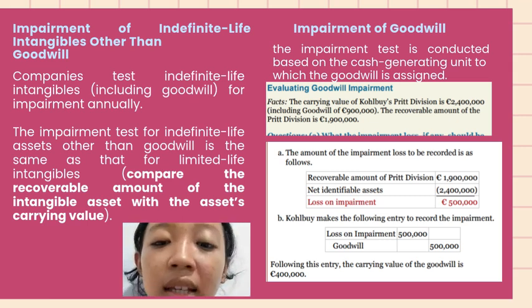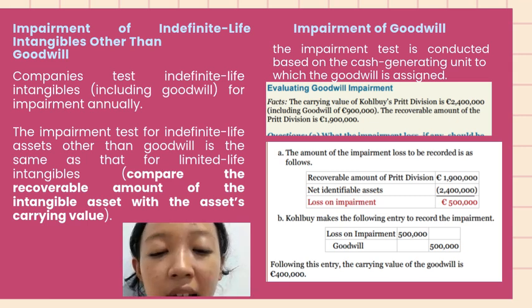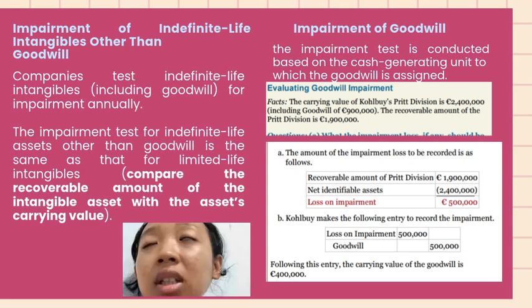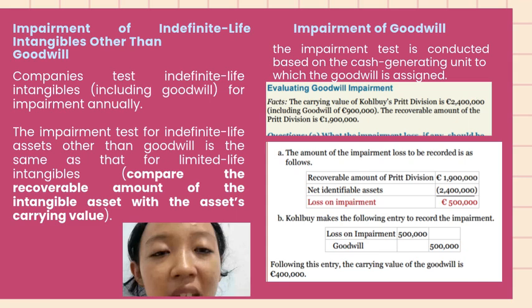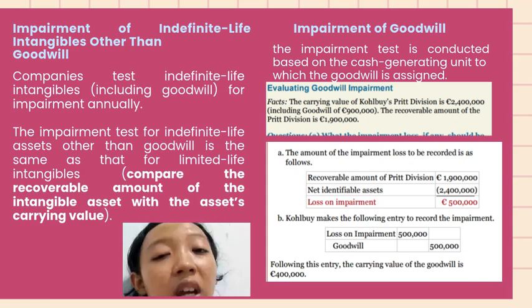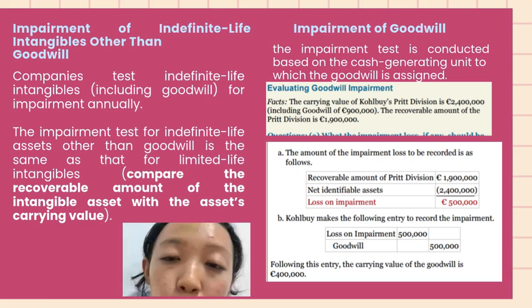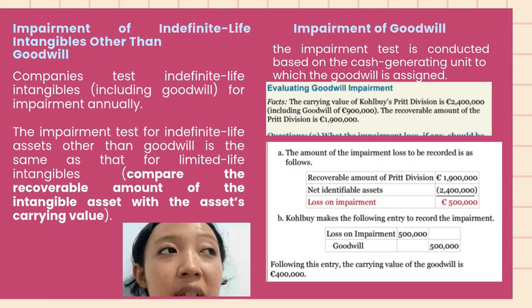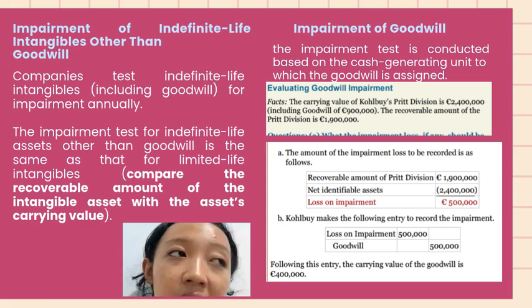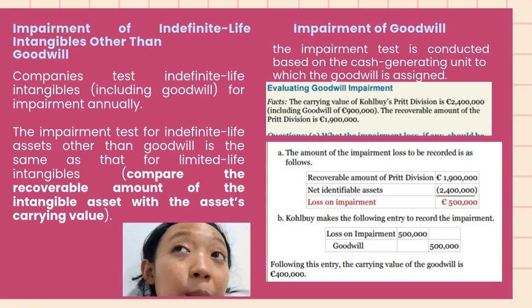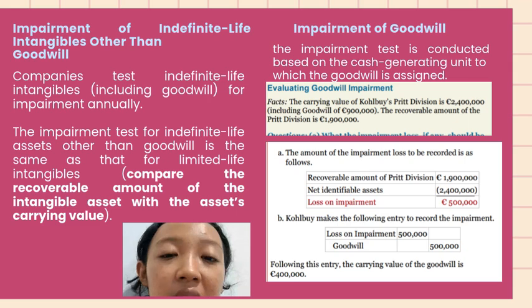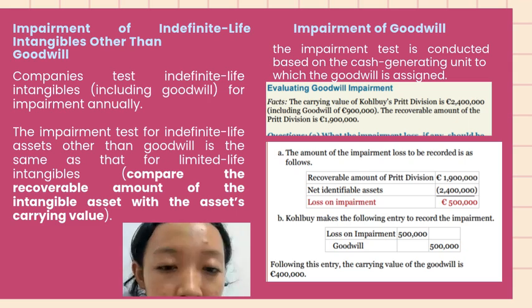To test impairment of an indefinite life asset other than goodwill is actually the same as the previous one, which is we compare the CA with the RA, or the carrying amount with the recoverable amount. If the CA is bigger than the RA, it indicates there's impairment. If the CA is smaller than the RA, it indicates there's no impairment.